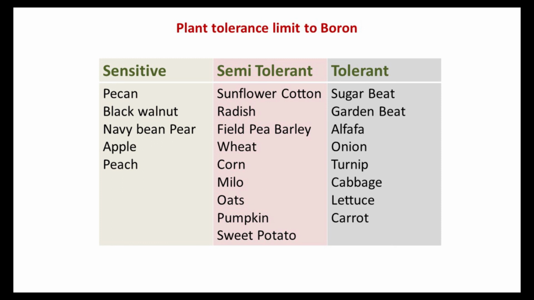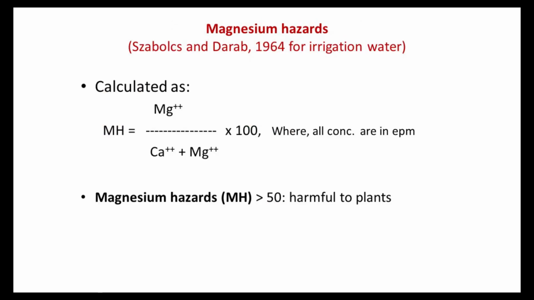Another type of hazard may be developed due to magnesium. This is normally calculated as magnesium divided by calcium plus magnesium into 100, where all the concentrations are in epm. And a magnesium hazard of more than 50 is very harmful to plants.